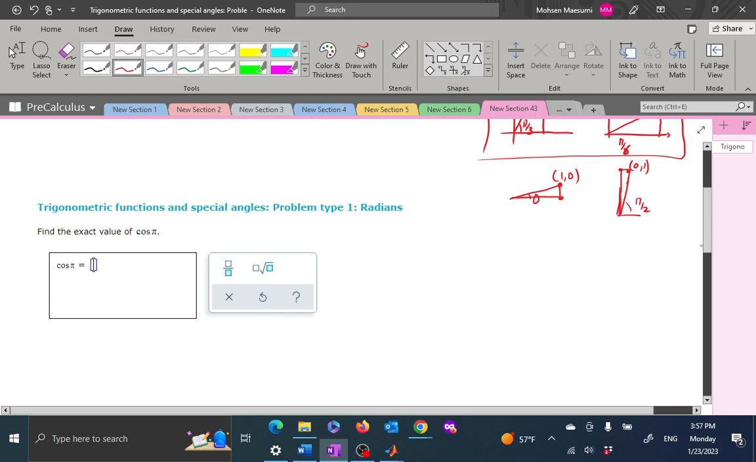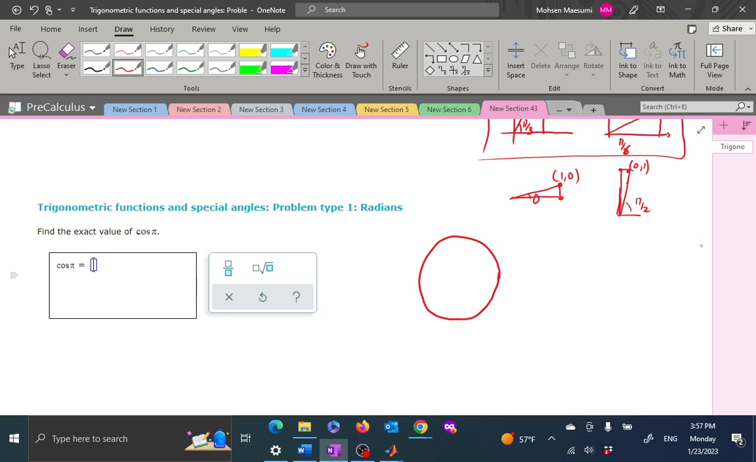Cosine of pi. Well, the main challenge here is to figure out where pi is. We have to remember where pi is. When we were talking about wrapping a rope around the circle, remember 0, here's pi, and then we come back to 2 pi and so on. So this is the point pi. Well, what are the coordinates of the point pi? You can see it's minus 1 and 0.